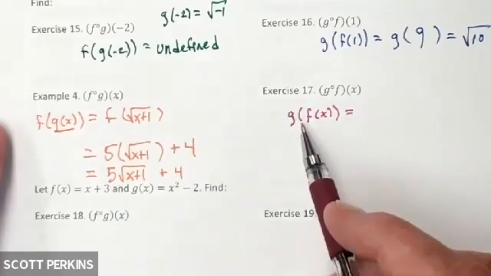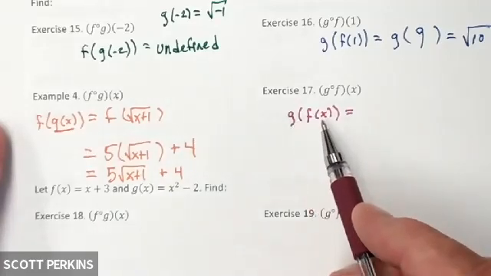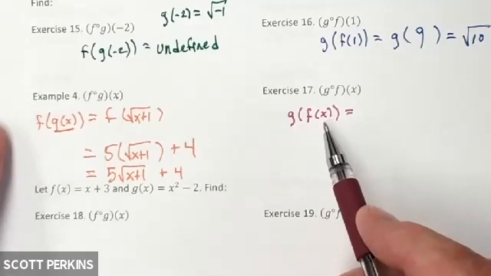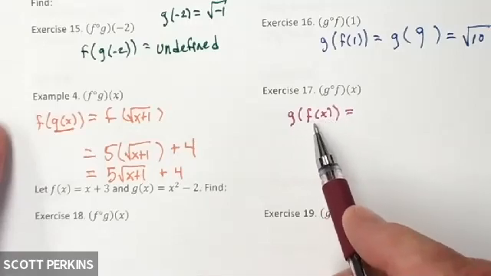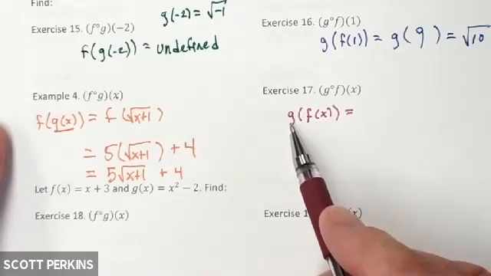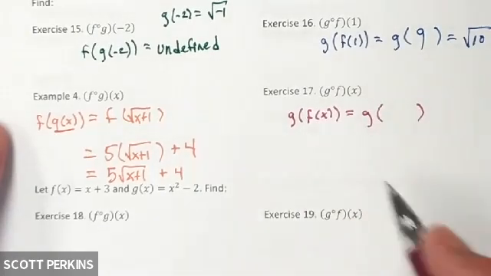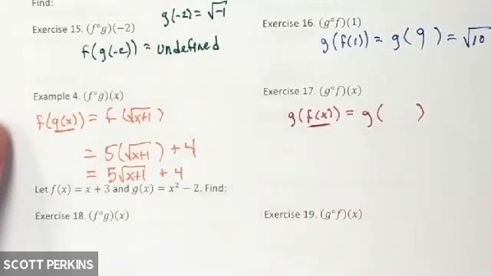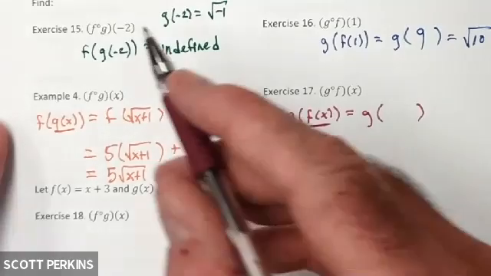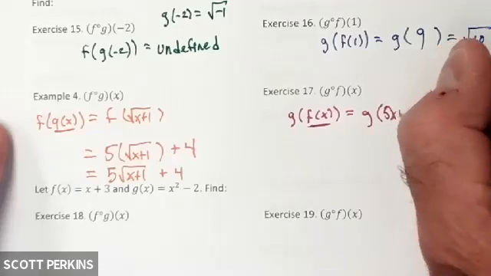So we've got g composed with f of x. Again, notice my order. My function notation says I'm going to plug f of x into the function g. So I'm going to start with g, and then in my parentheses, instead of having an f of x here, I'm going to substitute what f of x is. And f of x is 5x plus 4.